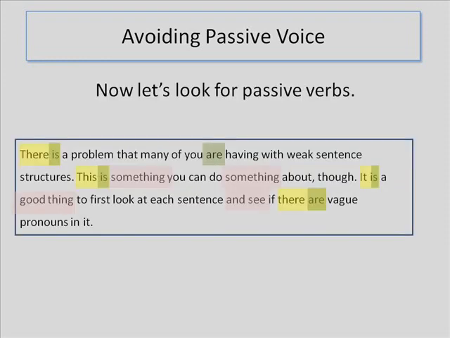Let's revisit our passage and look for passive verbs. You'll notice that in almost every instance, the passive verb is also associated with a vague pronoun. These two problems tend to go hand in hand. However, there is one passive verb in the middle of the first sentence, are, that is not associated with one of the vague pronouns.